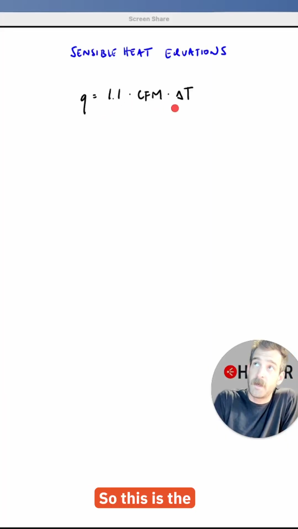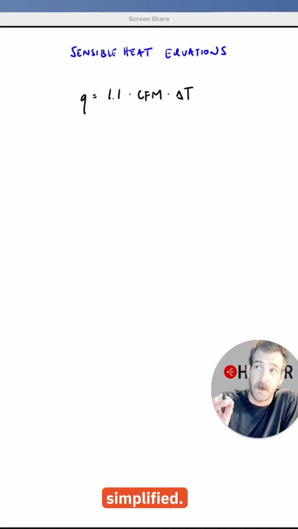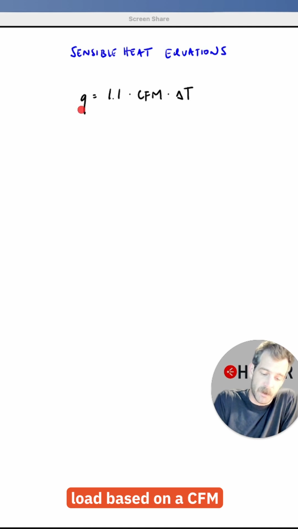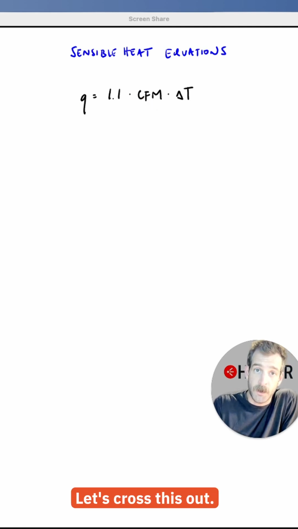So this is the sensible heat equation, simplified. You can use this to determine your sensible load based on a CFM and dry bulb delta T. You can also rearrange it to determine a CFM if you're given a sensible load and you know the delta T. Let's cross this out.